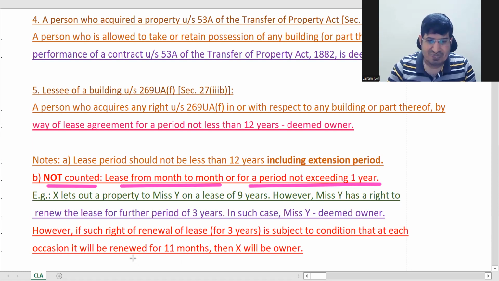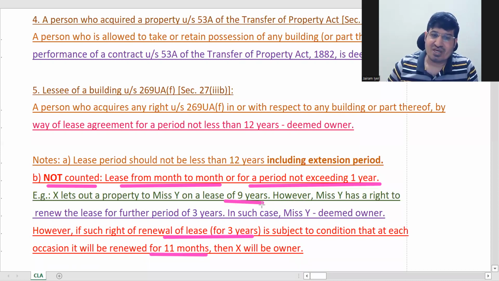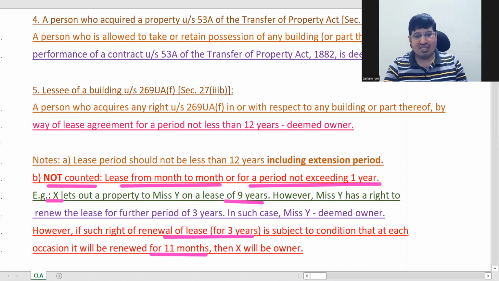So here they are saying in 11 months it will be renewed. So this 3 years renewal, now you cannot add to 9. So now your lease period is only 9, which you will consider as per this section. Okay, so if it is 9, then now who will be the deemed owner in the second case? So Miss Y will not be the deemed owner. Okay, so the registered owner will have to pay house property tax in the second case.